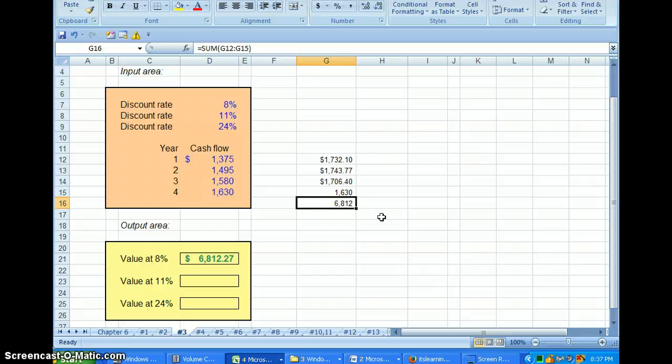That's how to do it. And then what you're going to do is the same equations, solve for 11% and 24%. And that's how to get that. And I'm going to make one more video showing how to do number 12, and then we'll be done.